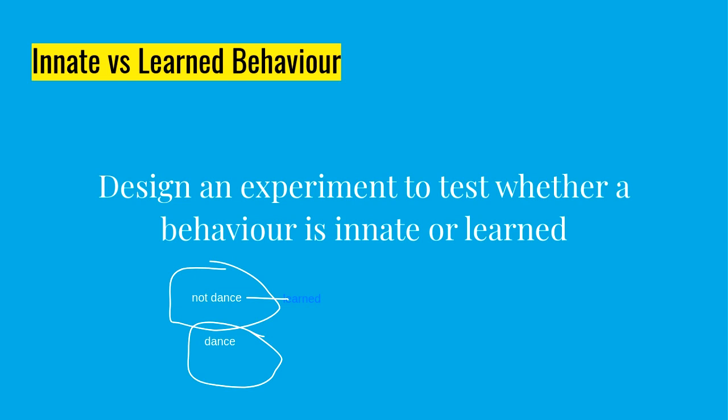So anyone want to explain that? So why is it still dancing and why is it not dancing if it's learned? Maybe think of the source of each type of behavior, like what needs to happen in order for the behavior to be done.